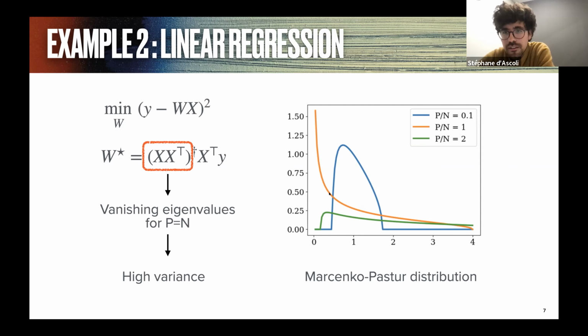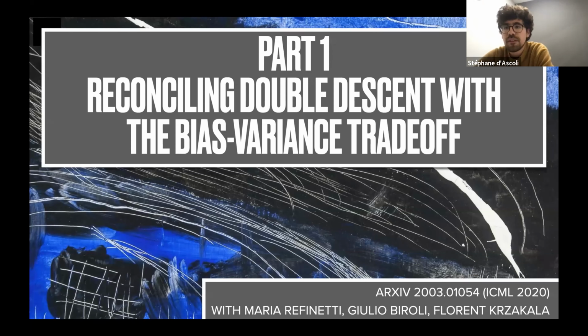This can be seen from simply the distribution of eigenvalues of XX transpose, which is known to be Marchenko-Pastur in random matrix theory. And you see that when p over n is equal to 1, you have these very small eigenvalues here. Okay, so we see that we can get some intuition on double descent from very simple examples. But now let's move on to maybe a bit more advanced model.